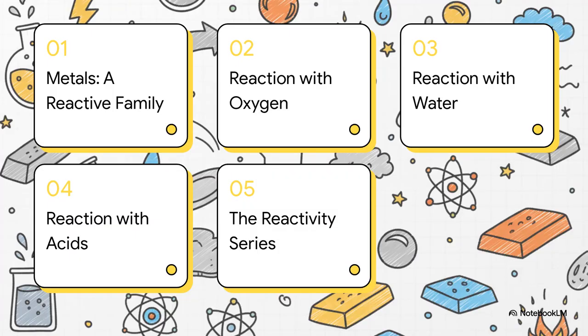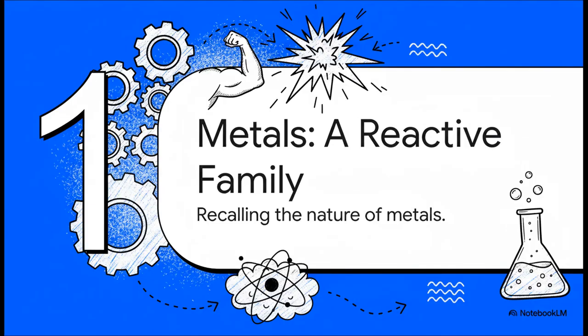First, we'll try to understand what makes metals a reactive family. Then we'll look at their reaction with oxygen, the air around us. After that, we'll see how they react with water, and then with acids. Finally, and this is the most important part, we'll put all our observations together to create something called the reactivity series. It's a really powerful tool, you'll see. All right, let's begin with our first section.